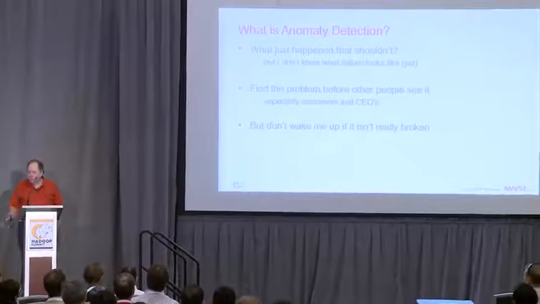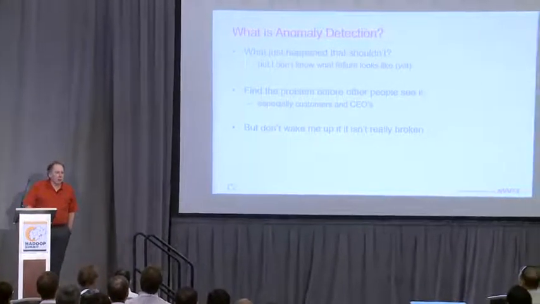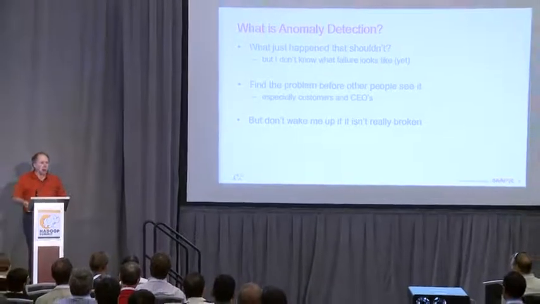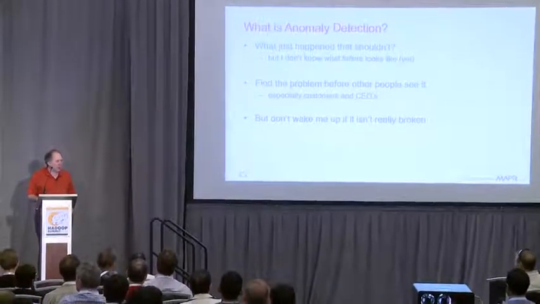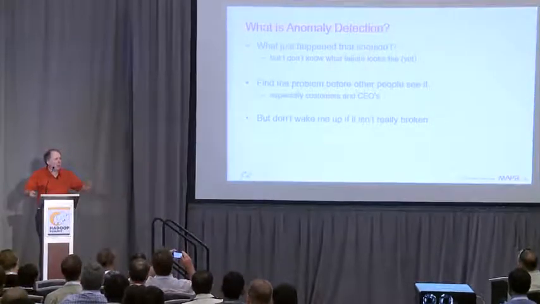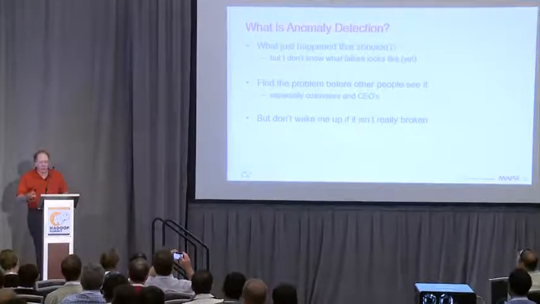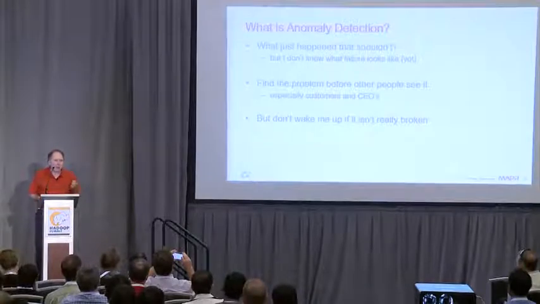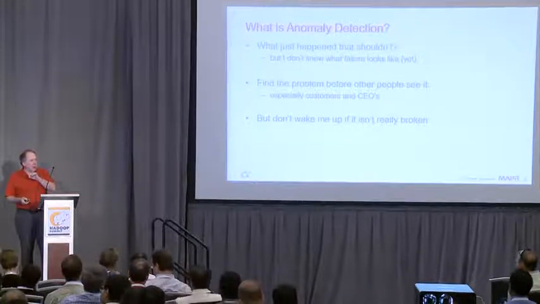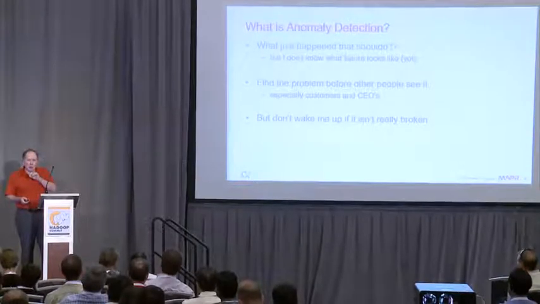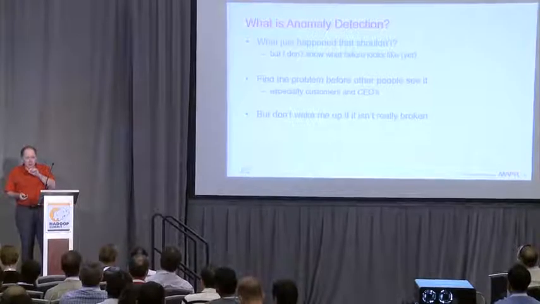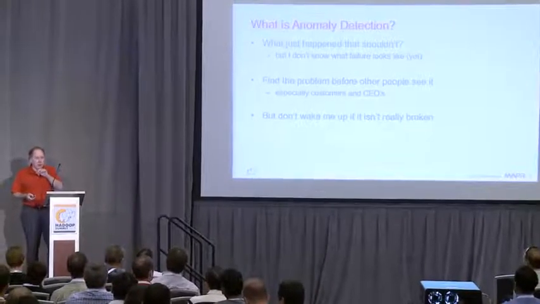So the first question here is we want to find out about anomalies. Anomalies are things that just happened that shouldn't have. But you can't enumerate all of the things that don't happen or all the things that shouldn't happen. There's just too many things in the universe. And in particular, I take the point of view of somebody who wants to find these anomalies before somebody else does, notably my CEO.